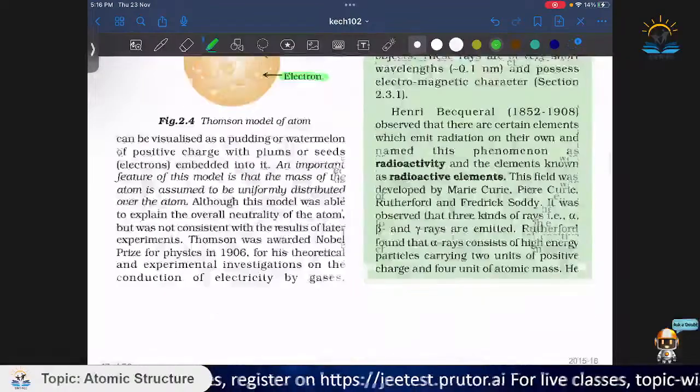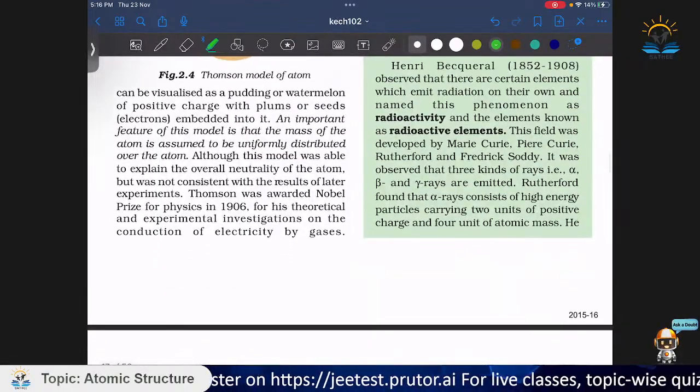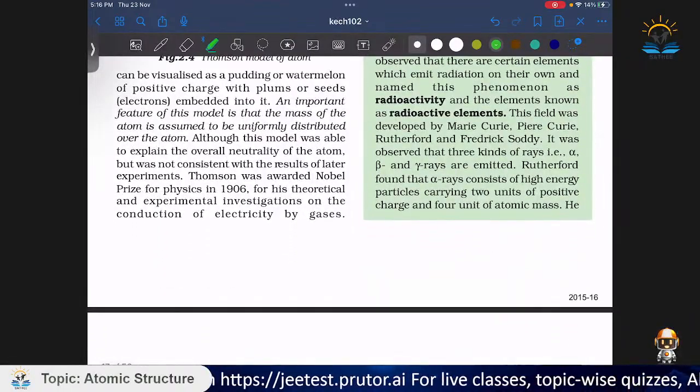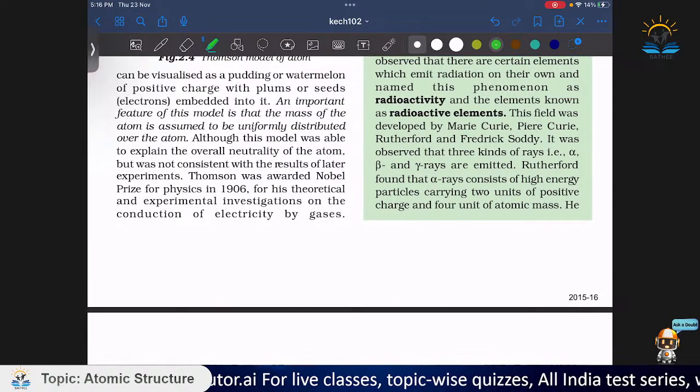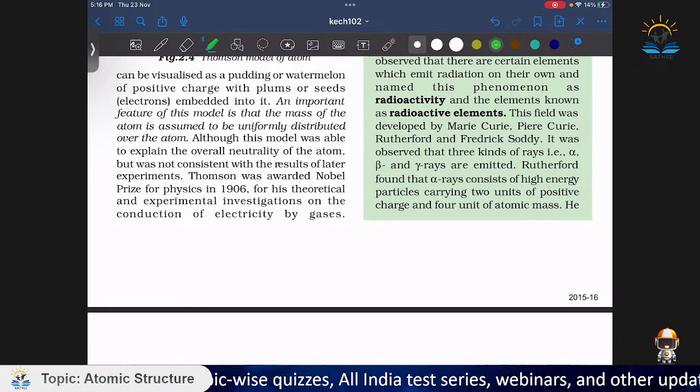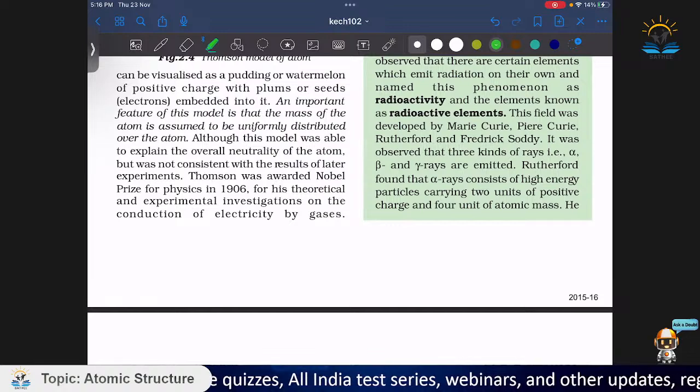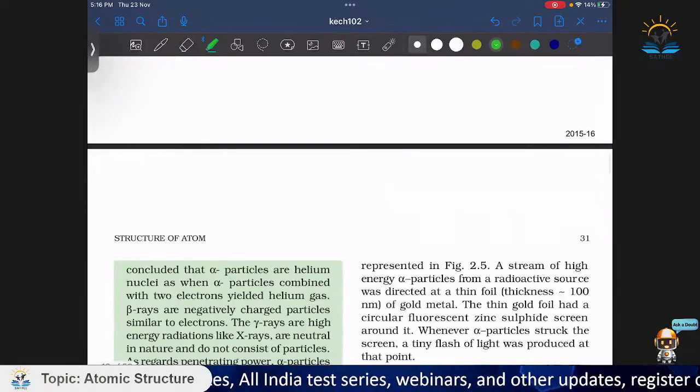So he was also awarded the Nobel Prize for this. This model was able to explain the neutrality of the atom because there is positive and negative charge. But how the negatively charged electrons are shielded from the positive charge and why they are not neutralizing each other, this model was not able to explain. So it was not able to explain the stability of the atom. So it was not that consistent.